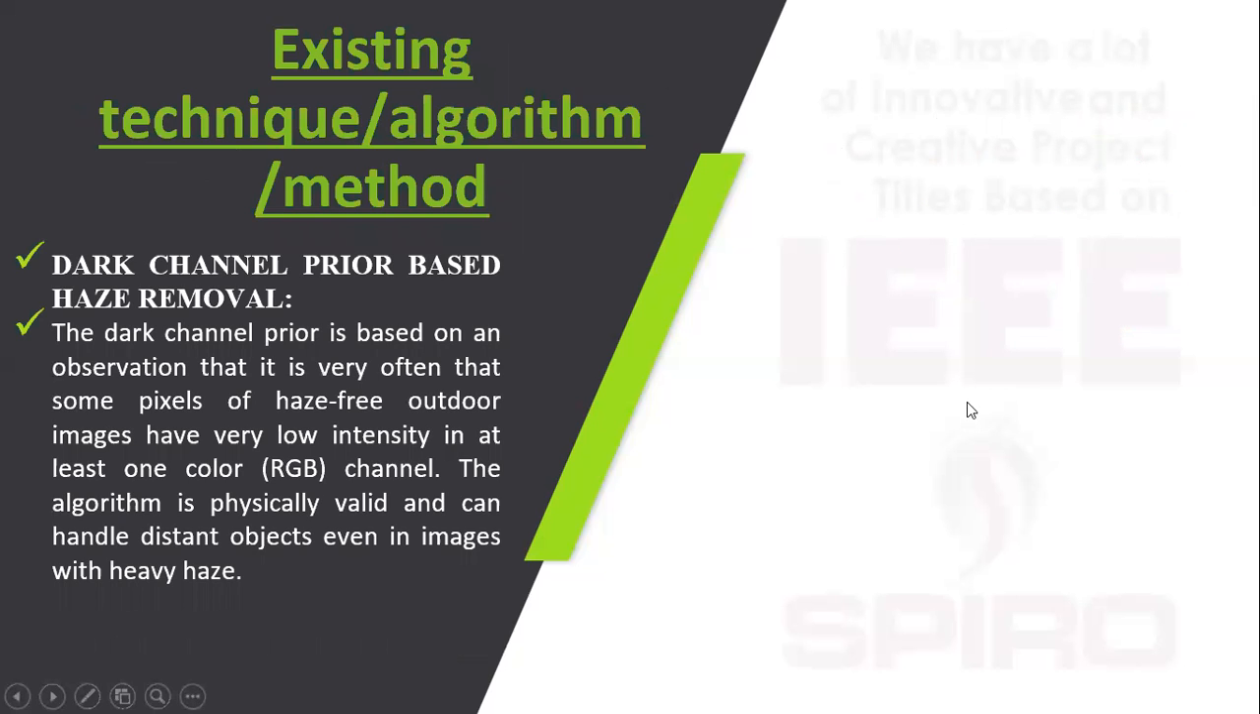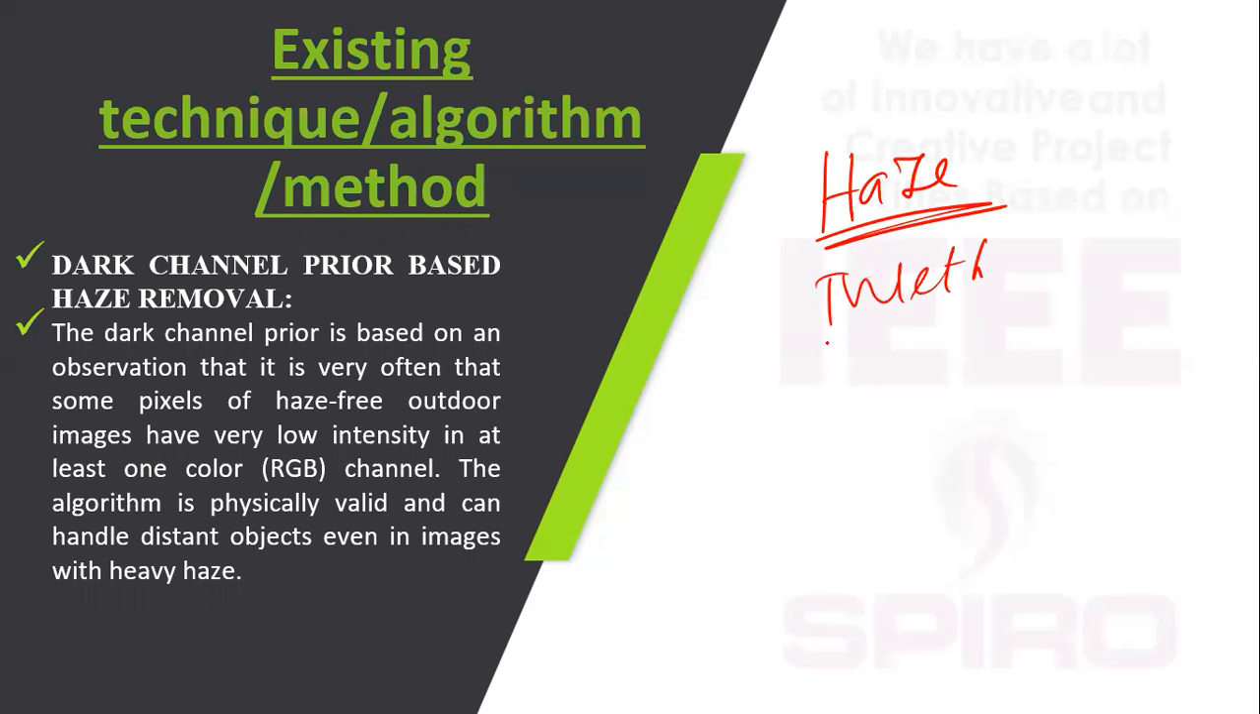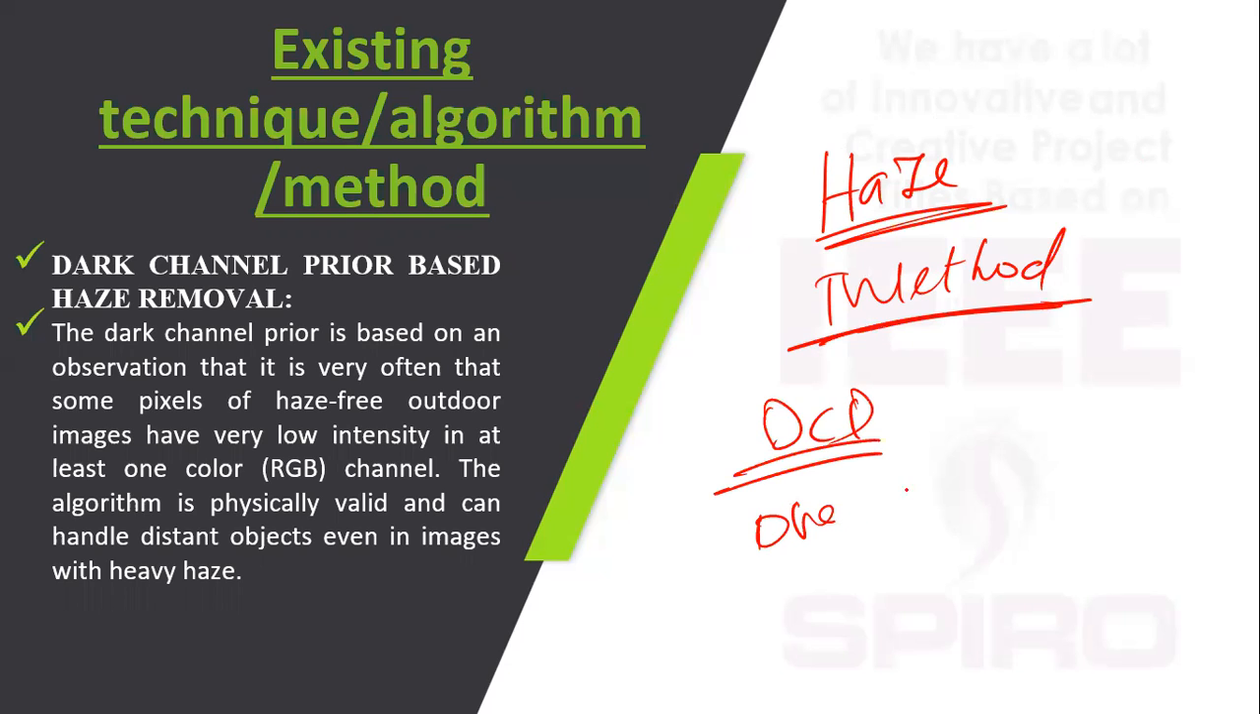Existing method explanation: dark channel prior. Haze removal is a method to detect the underexposure images. Some drawbacks of the DCP are overexposure, and exposure to the sky images.